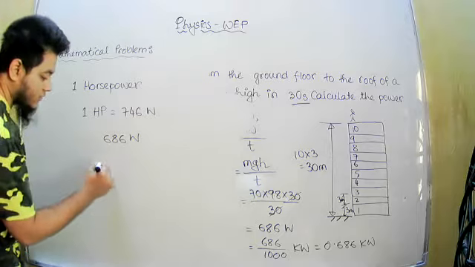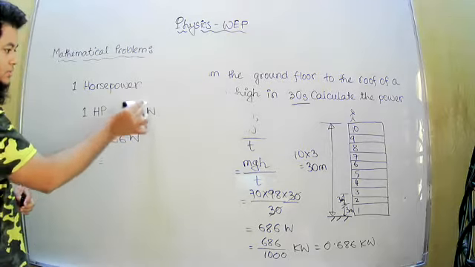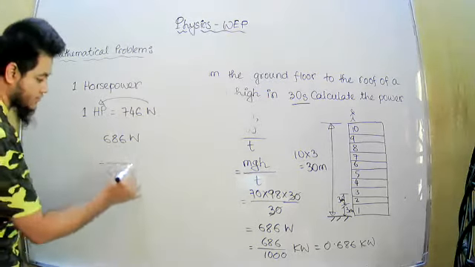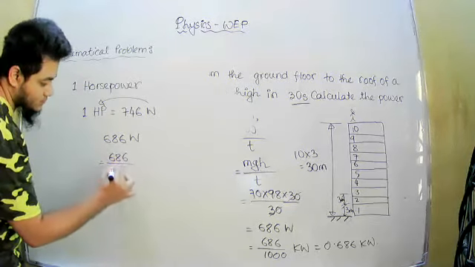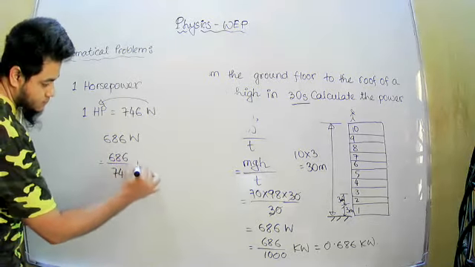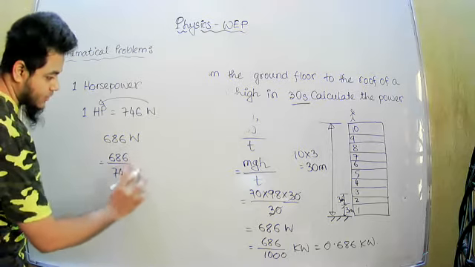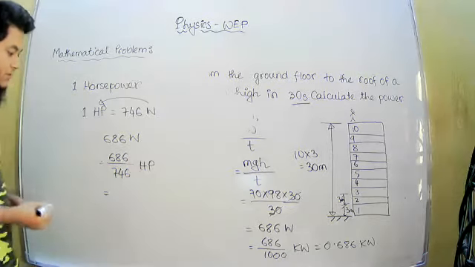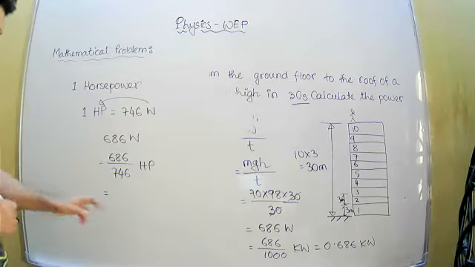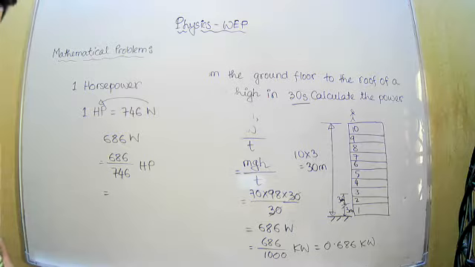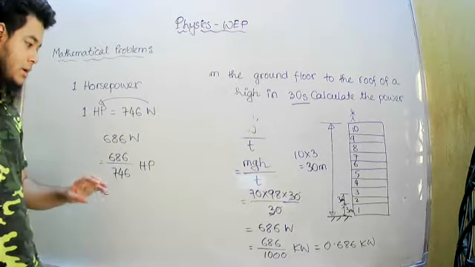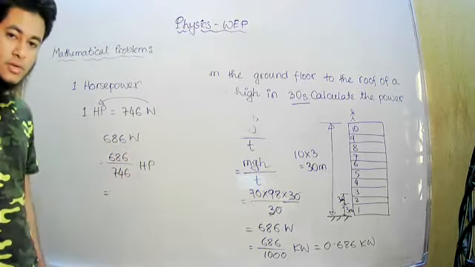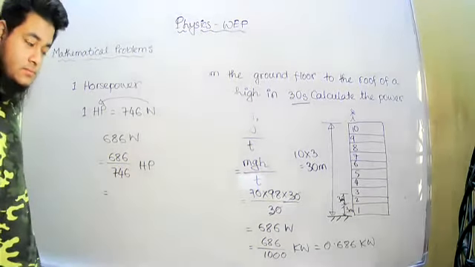So how to convert it from watt to horsepower? We will divide it by 746 watt. When you divide it, it will become horsepower. So whatever value you get from here, that is the answer in horsepower. Okay. So now we know how to convert from watt to kilowatt and from watt to horsepower. Is it okay? Clear now?